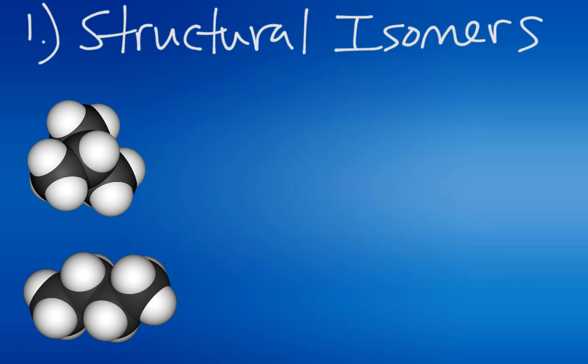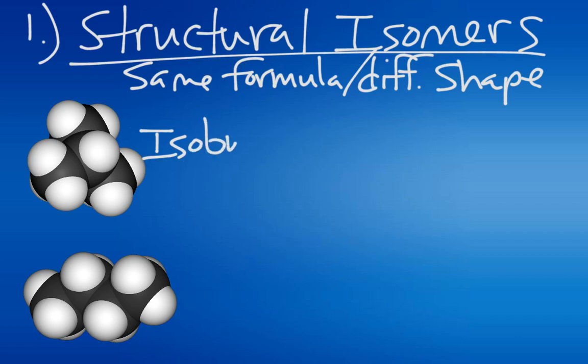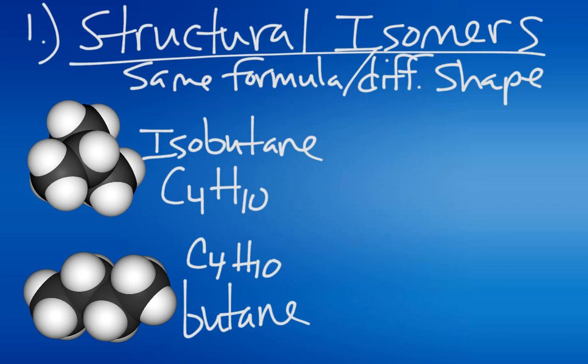So let's look now at our first type of isomer, structural isomers. And we said that those are isomers that have the same molecular formula, but they're going to have different physical structure or different shape. So here we have a good example. This top molecule is called isobutane, and it's named butane because the "but" means that it has 4 carbons, and this bottom molecule is just what we call butane. Now, both of these are going to have the exact same molecular formula. They both have 4 carbons, so C4, and they both have 10 hydrogens, so H10. But as you can see by looking at them, they have different physical structure, so we're going to actually draw that out.